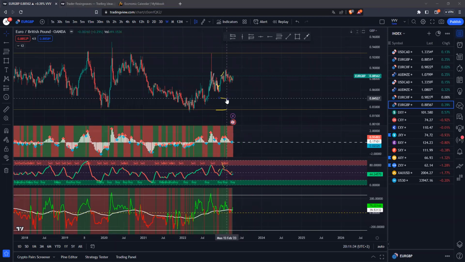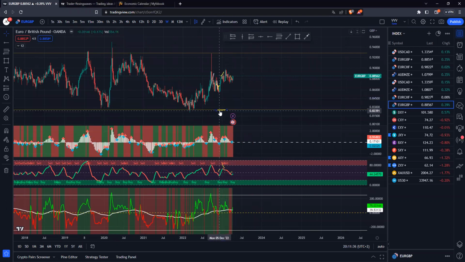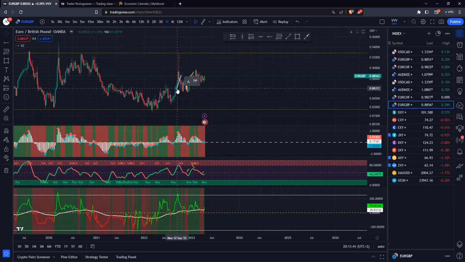All right, so those targets I'm going to delete because it's not the case anymore, not in this structure.